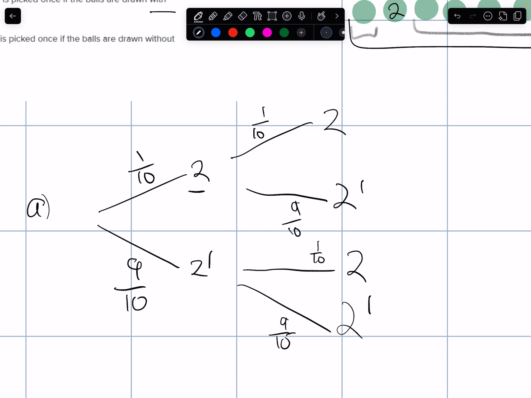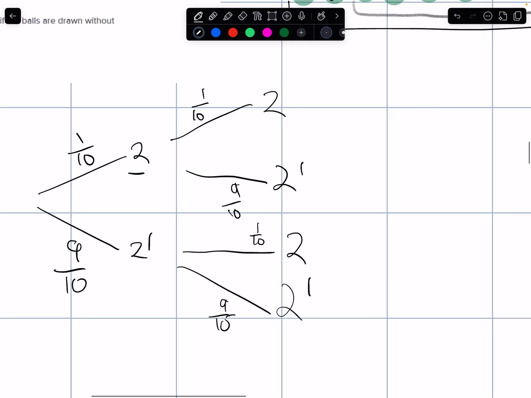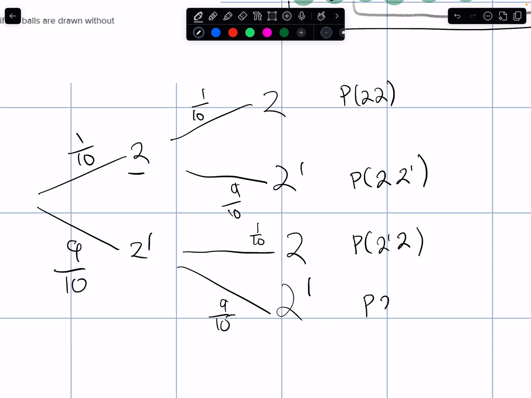So we need to total this. We're going to have a look. Here, this is the probability of 2 and 2. This is the probability of 2 and not 2. This is the probability of not 2 and then 2. And then this is the probability of not 2 and not 2. Now, we need to see how many of these include at least one 2.